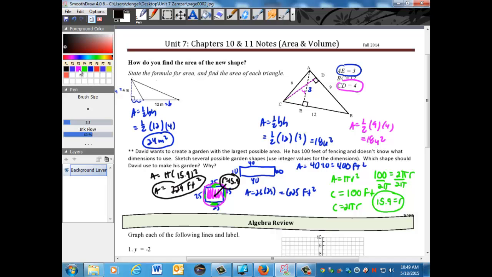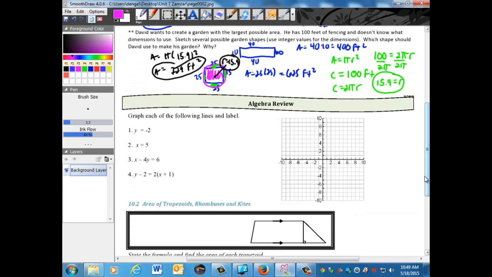All right, then our last problems involve the algebra review, and y equals -2. We have this line. X equals 5 is going to be a vertical line. X minus 4y is equal to 6. That means x equals 6. -4y is equal to 6. Y equals -3/2. X is equal to 6. So x-intercept of 6, y-intercept of -1 1/2.